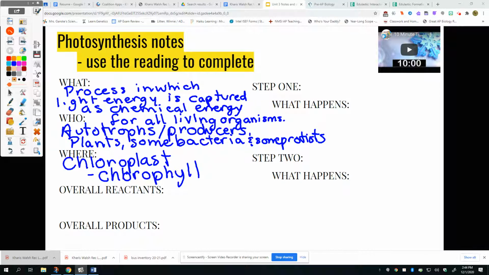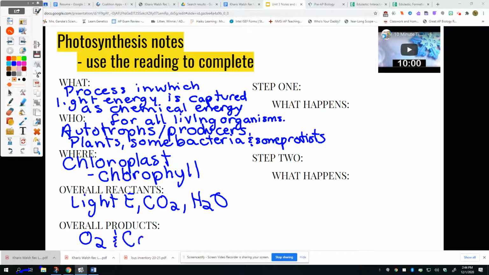The overall reactants: light energy, carbon dioxide, and water. And the overall products, we get oxygen, and we get glucose, which is C6H12O6. So this is just big picture, what's made.